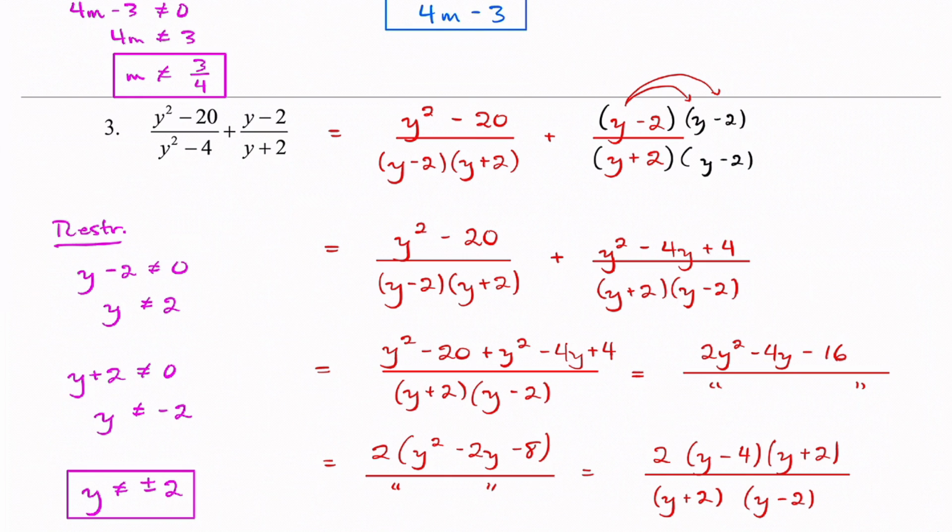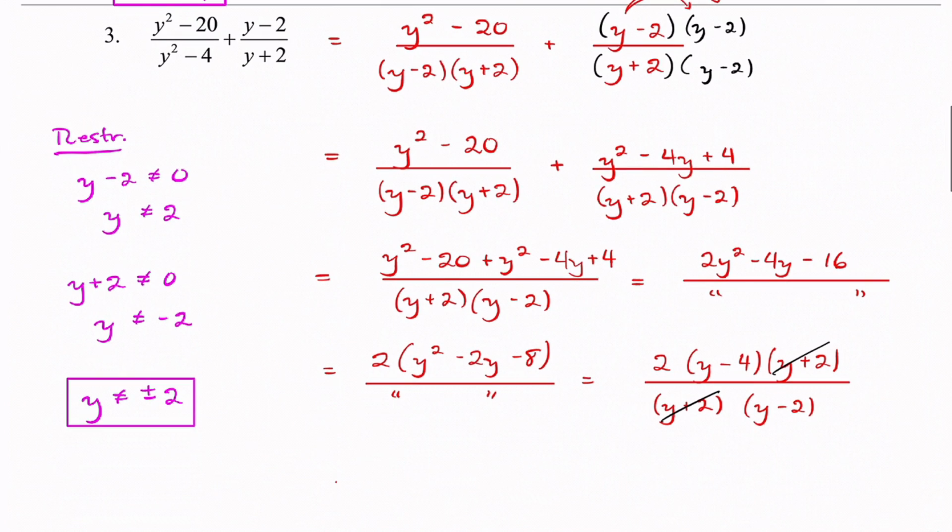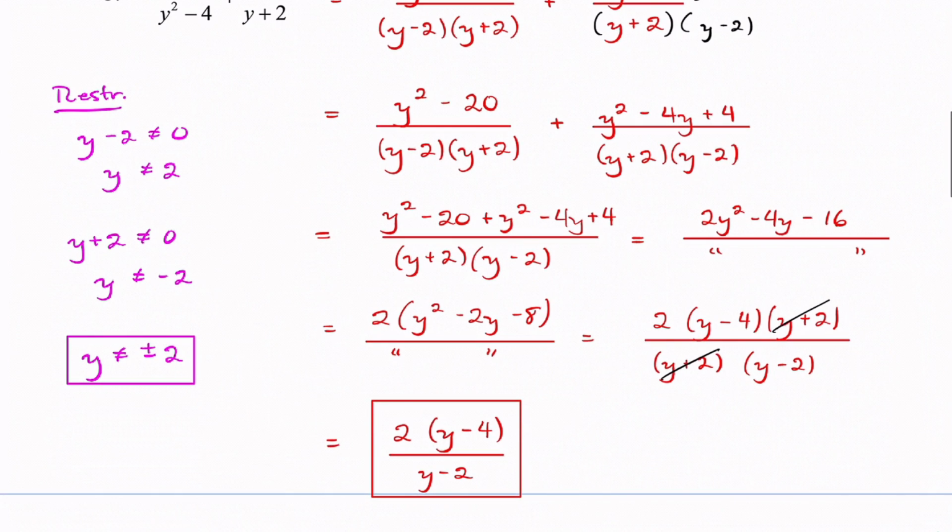Okay, and the reason I wrote it out this time is because the y plus 2 and the y plus 2 are actually going to cancel out. And so when I do that, I'm going to get just a 2 and a y minus 4 in the numerator, and in the denominator I just have a y minus 2. And then that right there is your answer. If you wanted to simplify or multiply this in, you could, but you wouldn't have to. You could just keep it as that.